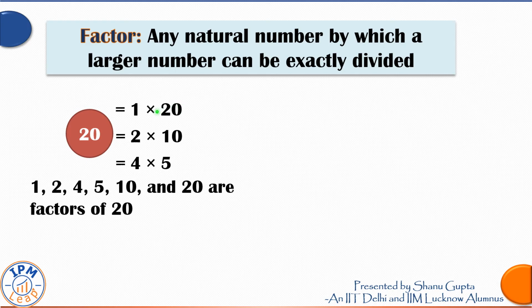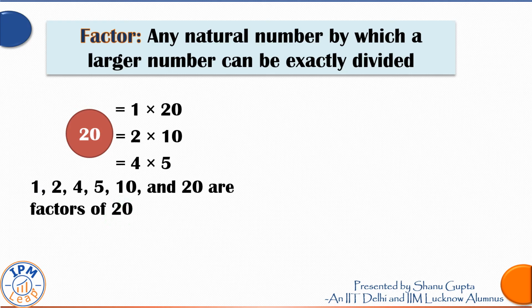So 20 can be expressed as a product of two numbers in the following ways: 1 into 20 or 2 into 10 or 4 into 5. There are 6 factors of 20. Remember, the smallest factor of any number is 1 and the largest factor is the number itself.